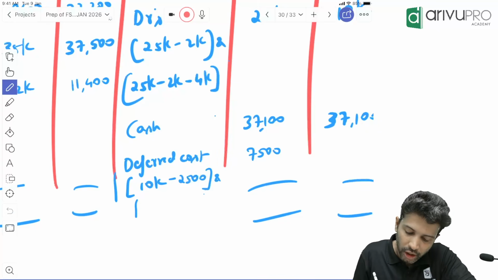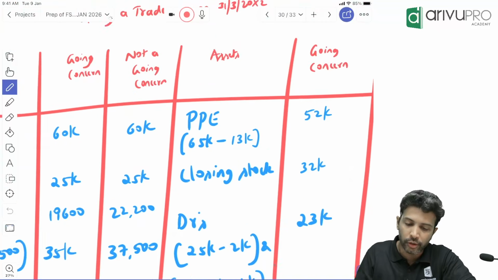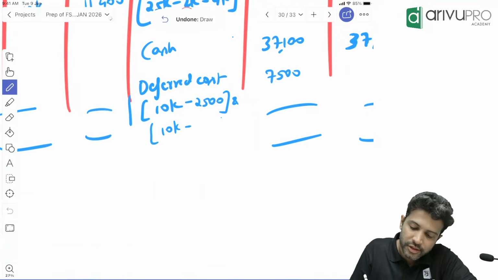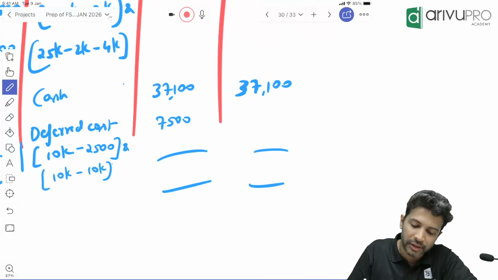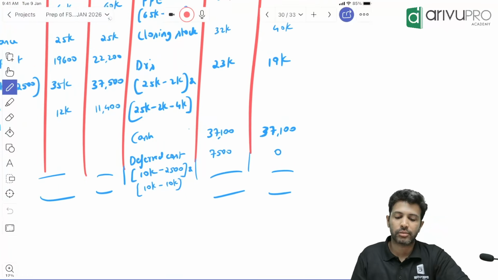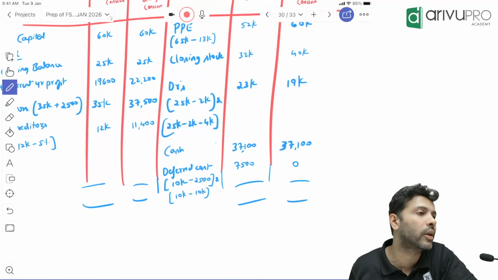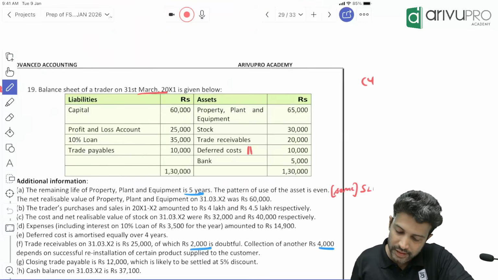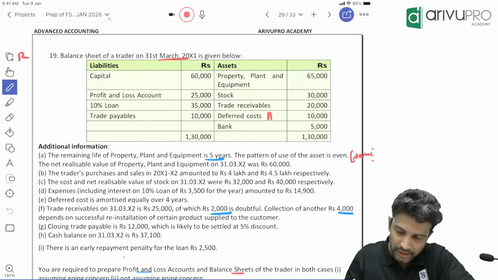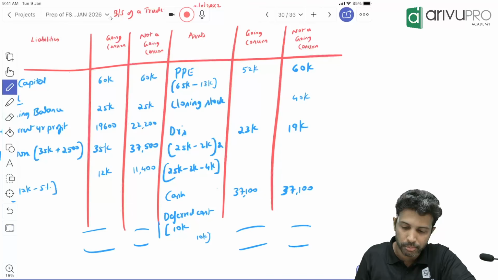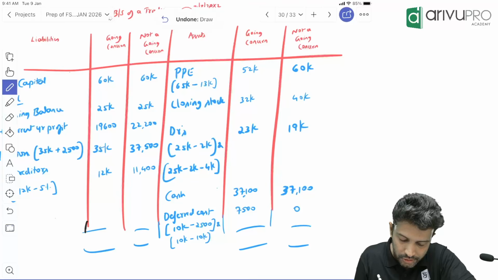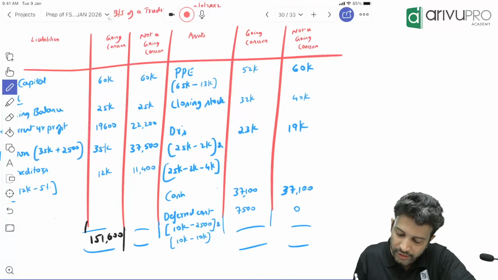When the entity is not a going concern, what did you do? Did you transfer 2,500 to P&L or the full amount? It was 10 and the full amount went to P&L. So what will be the deferred cost balance? 0. Because deferment is not allowed when the entity is not a going concern. Anything else is there or that's it? Bank balance, that was given only. So I think the balance sheet should match. Give the total. This going concern, how much? 1,51,600. Both sides are the same.